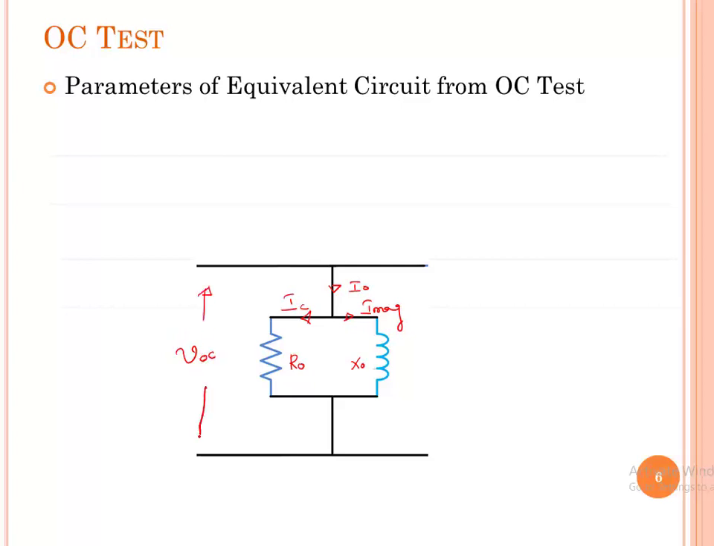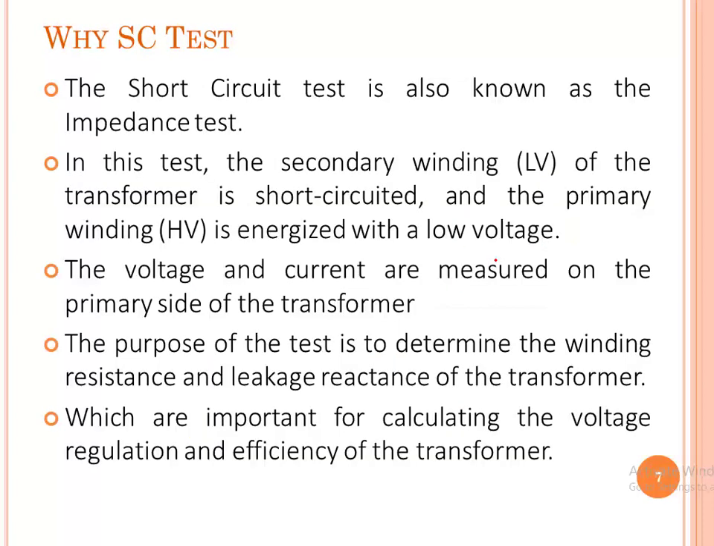So now we can get the shunt parameters, that is R0. R0 is equal to VOC divided by IC, as they are in parallel. Similarly, X0 is equal to the applied voltage VOC divided by the current flowing, I magnetizing. Hence, by conducting a no load test, that is the open circuit test, we can determine the values of R0 and X0. Next test is the SC test.